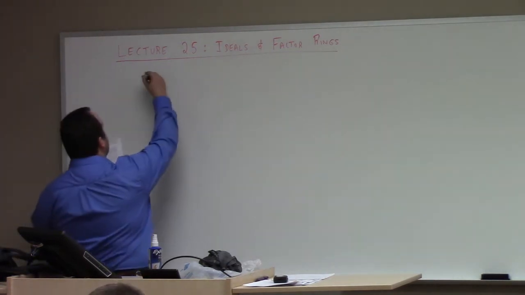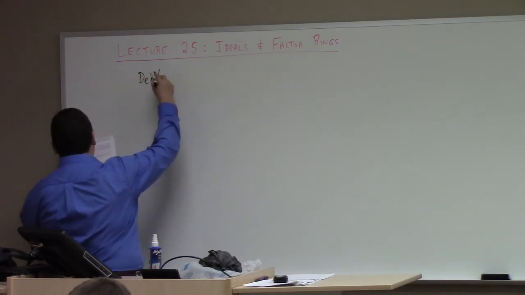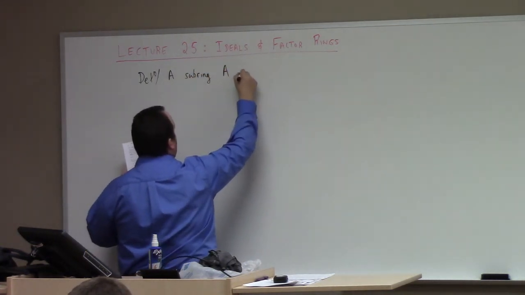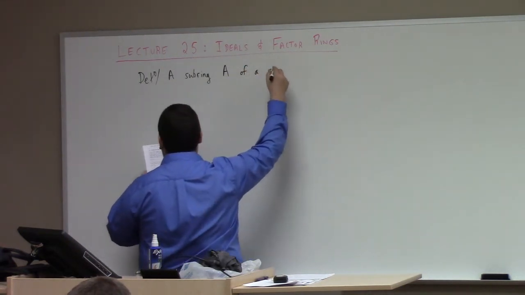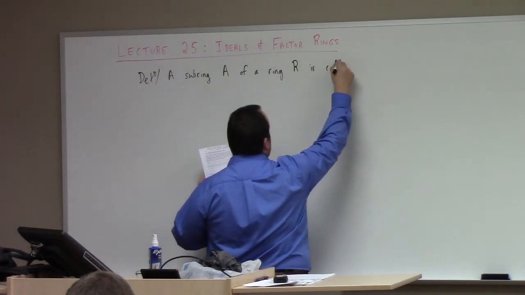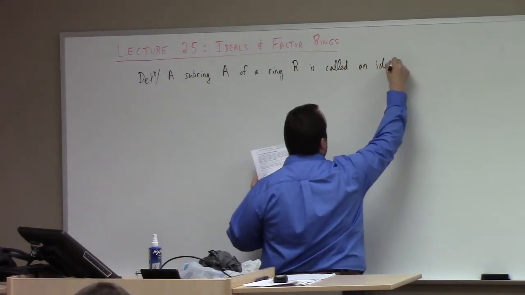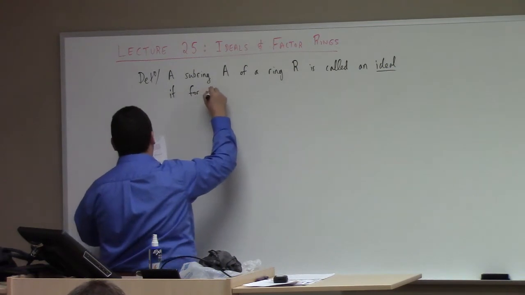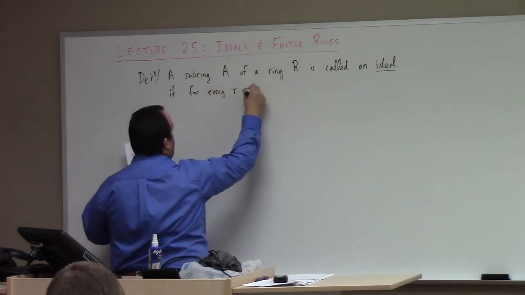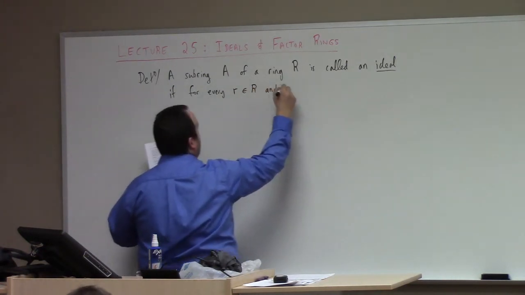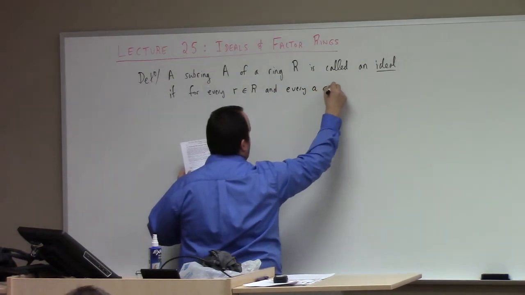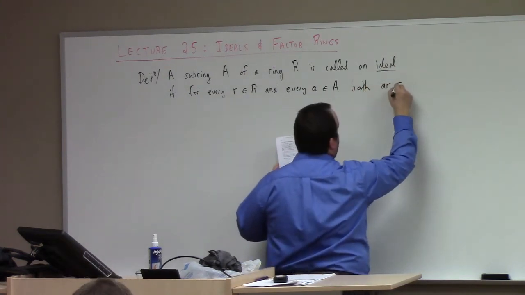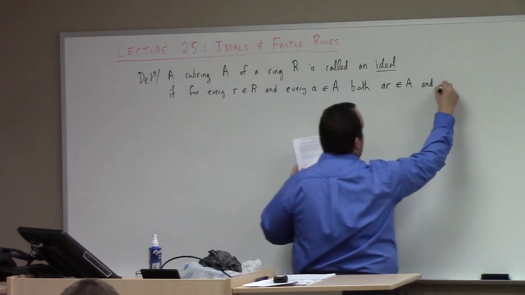So here's the definition of an ideal. I'll just start with that. A subring A of a ring R is called an ideal if for every r in R and every a in A, both ar and ra are in A.